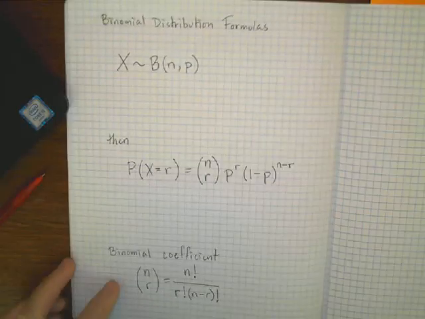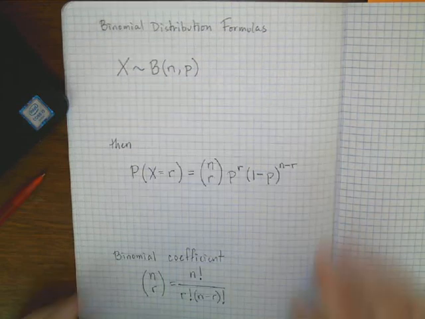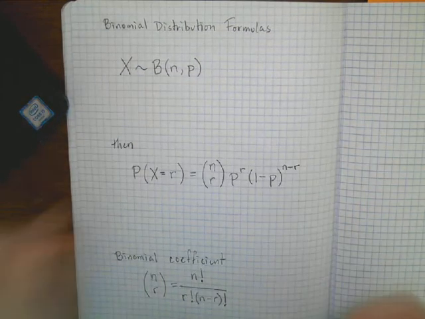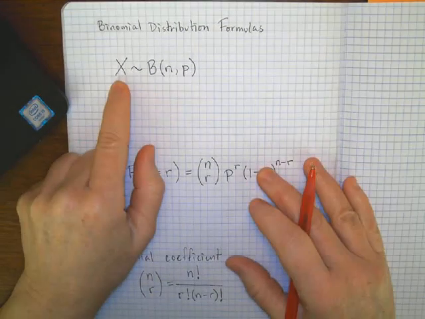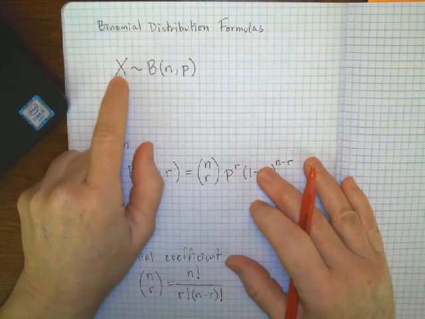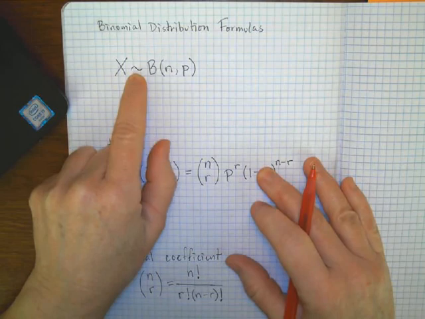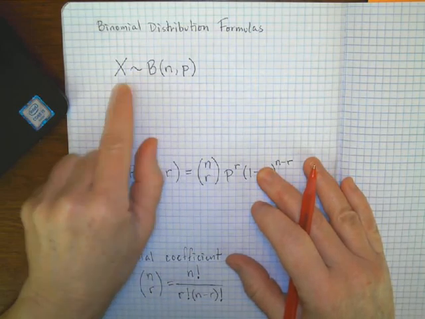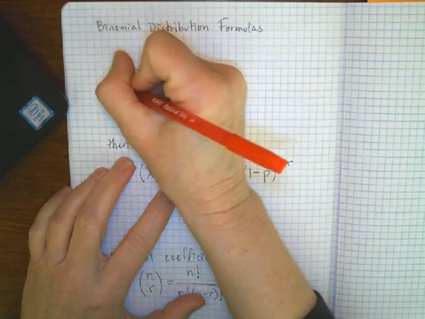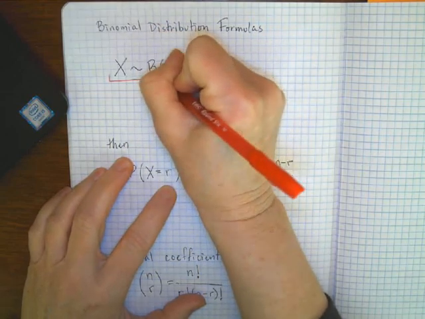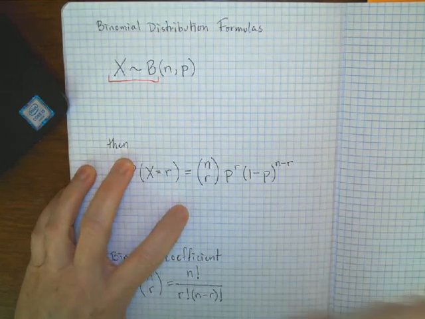Okay, so here we go. This formula right here is saying that the event, X is our event, the event that is distributed, this symbol means is distributed as a binomial. So this part right here is saying the event that is distributed as a binomial.